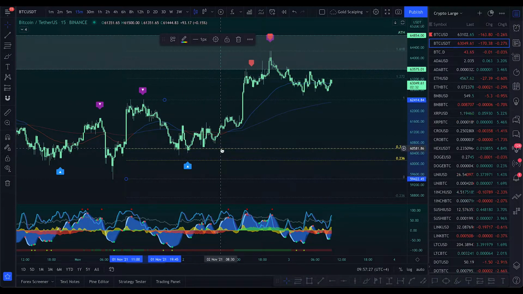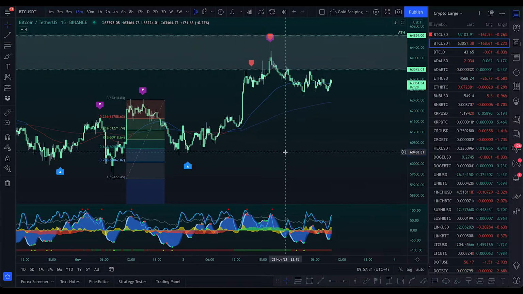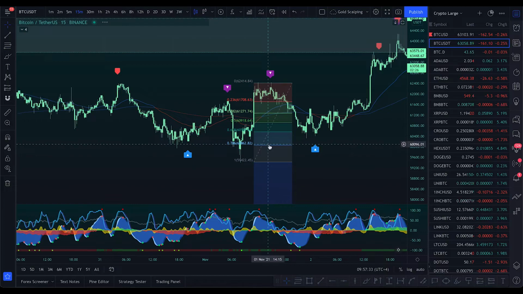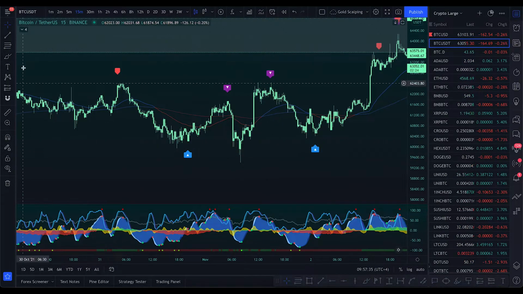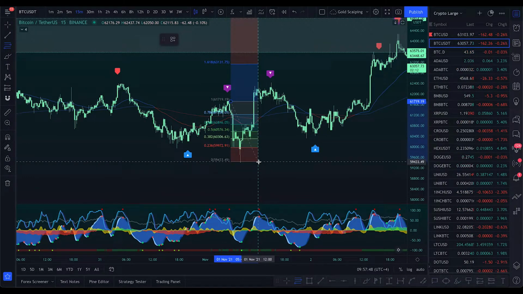Let me start over. When you go back to TradingView, I'm going to apply defaults here. This is what you see, right? This is the tool you get by default, which is horrible in my opinion. So if you come here, a newbie, and say, hey, what is the retracement of this? I'm going to draw from the top to the bottom, and then you get something like this.